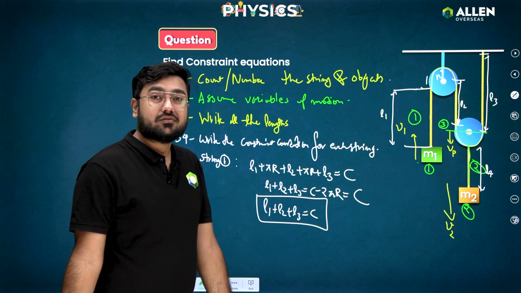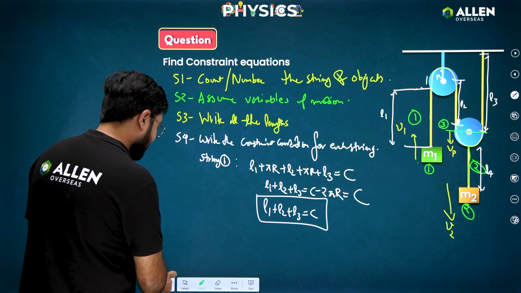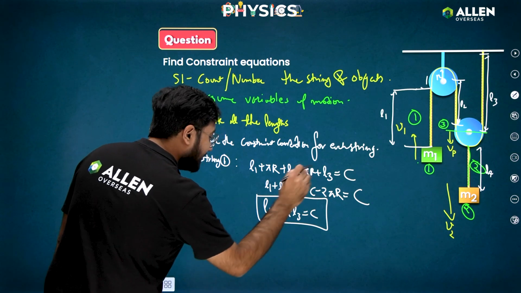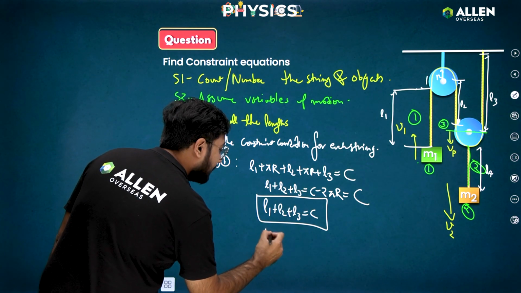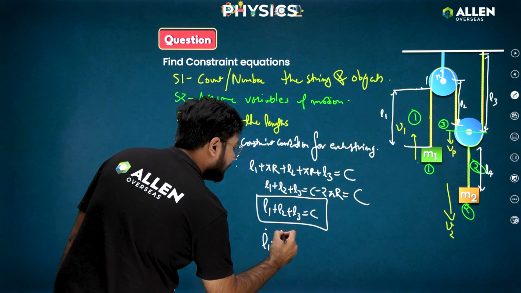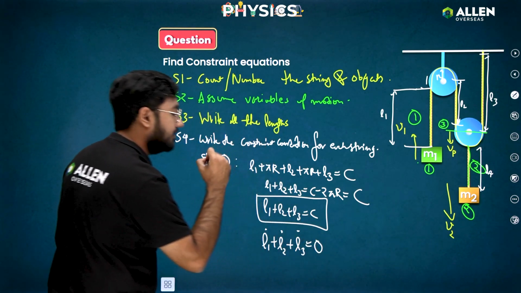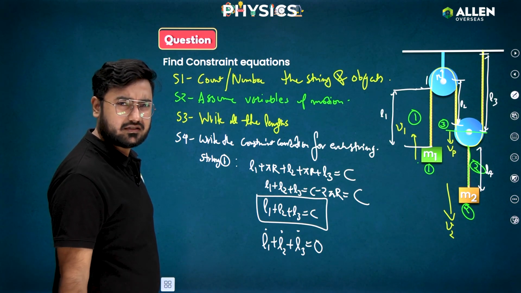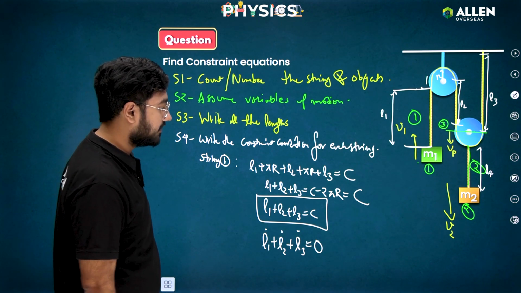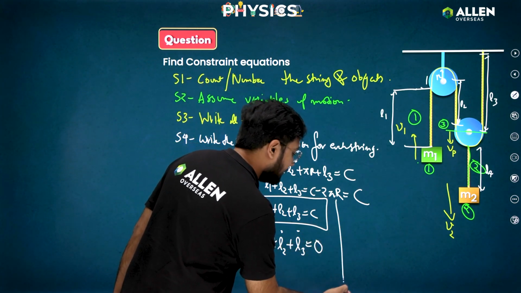Now what we have to do? You guessed it right. Absolutely. Differentiate this thing. So L1 dot plus L2 dot plus L3 dot is equal to 0. Yeah? No rocket science. Next.